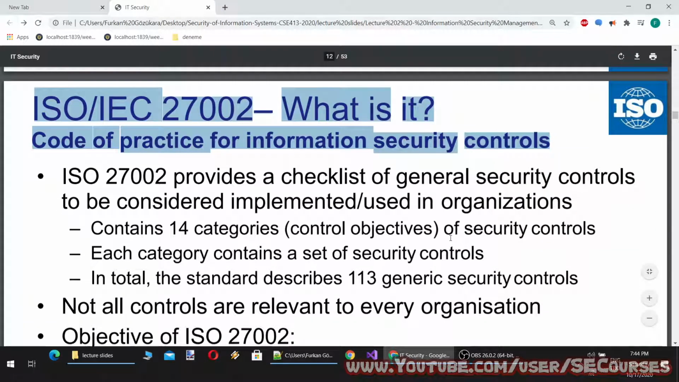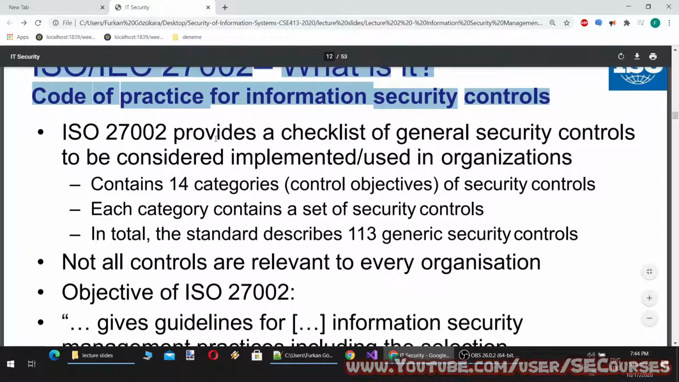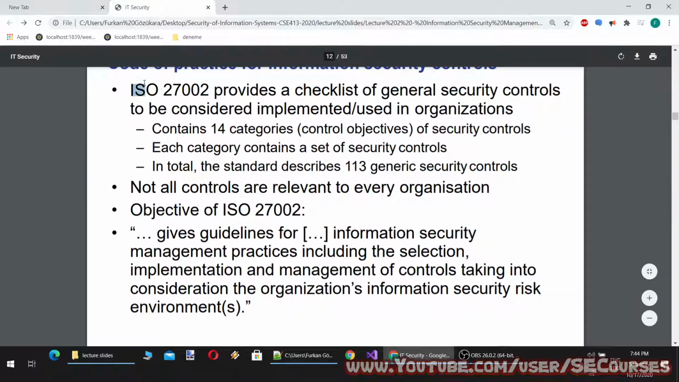ISO IEC 27002, what is it? Code of Practice for Information Security Controls. So this is a code of practice. Let's read it.